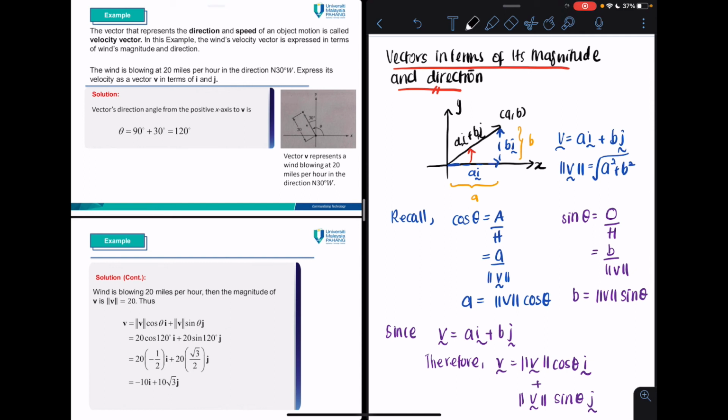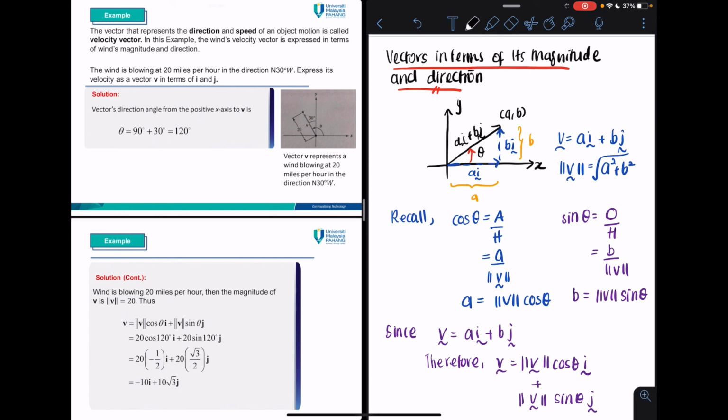And then if we try to relate with what we have learned from the previous topic or chapters, this can be related to the right angle triangle formula. Try to recall, if we determine cosine theta, you will have adjacent over hypotenuse. In this case, the adjacent is obviously the length a, and the hypotenuse is actually the magnitude of the vector, which can be determined by using the formula square root of a squared plus b squared.